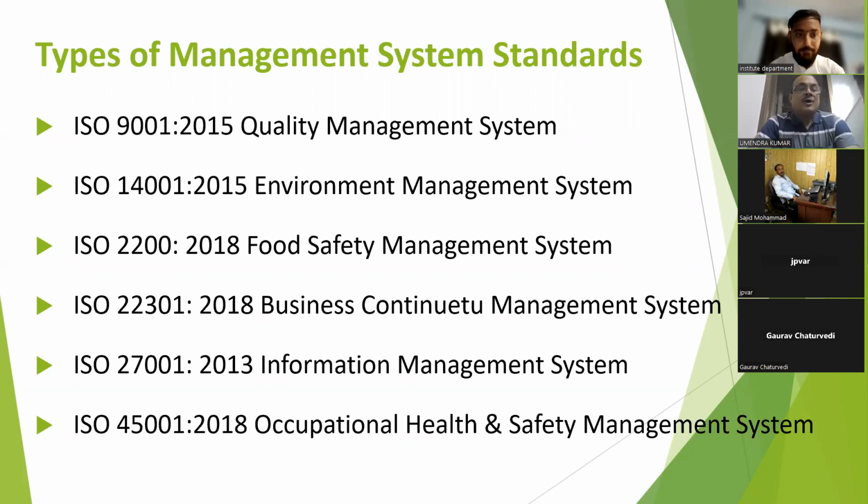Then ISO 22301:2018. It's called business continuity management system. In case of any deviation, any breaking of the system, how can we manage? For example, recently during the corona period, everybody has seen the business has faced so many problems. In that case, how we maintain the continuity of our business, how we maintain the pace of our business, this standard deals with the business continuity management system.